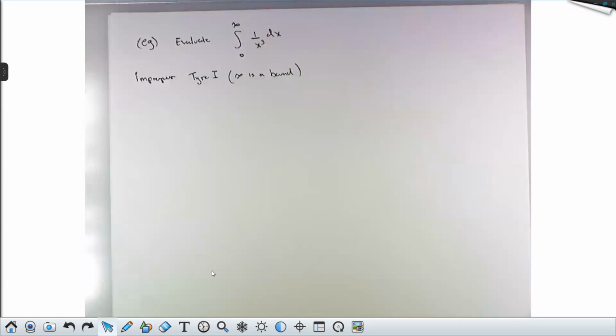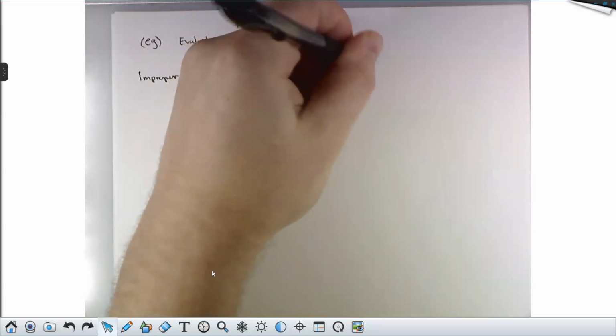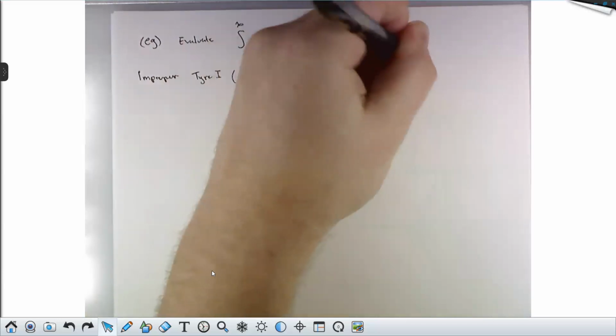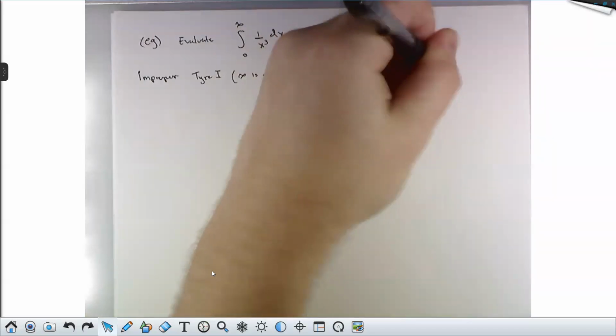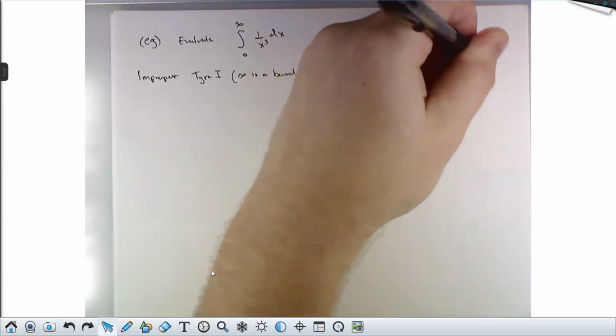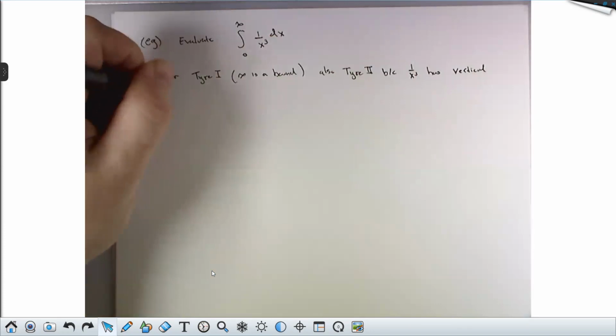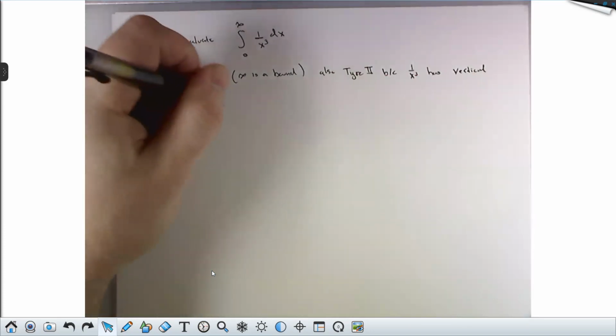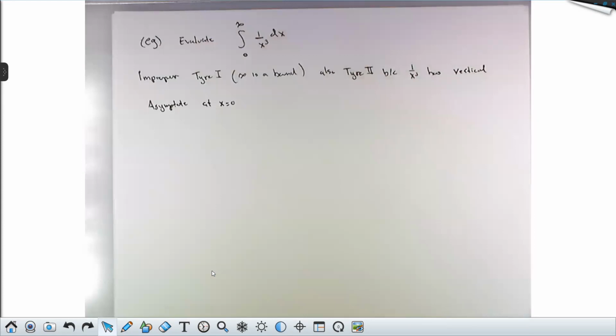Yeah, so Frank makes a good point. This looks like a p integral. In fact, so did the last two, right? But remember, p integrals, the lower bound has to be a positive number, a to infinity, where a is greater than 0. So this is also type 2. Because 1 over x cubed has a vertical asymptote at x equals 0. So this is both type 1 and type 2.